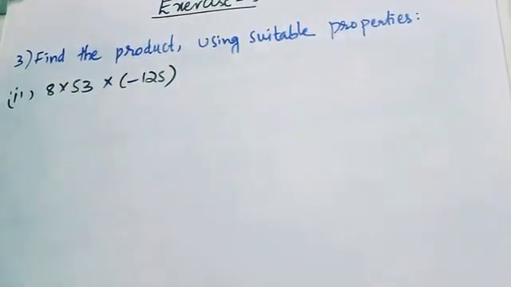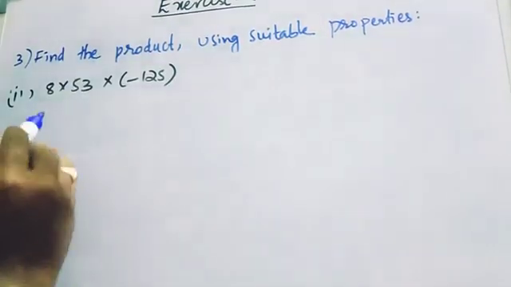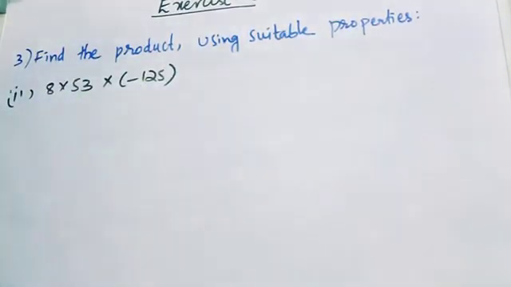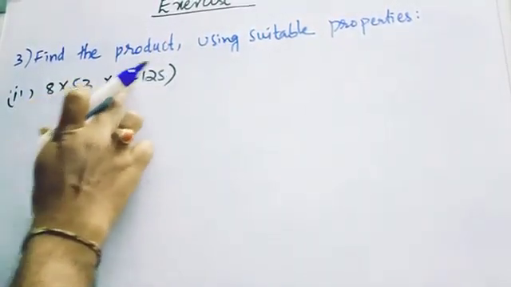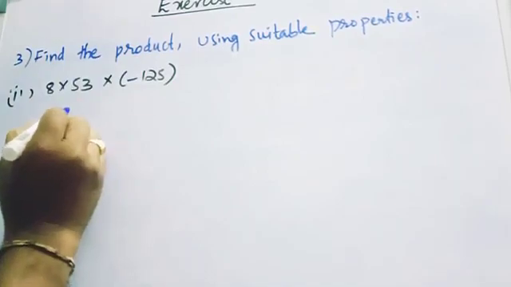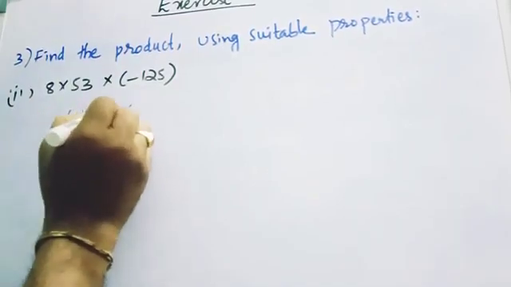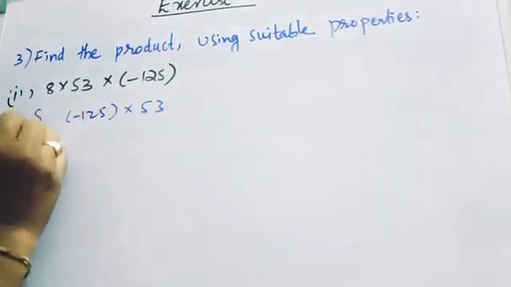Next question, 8 into 53 into minus 125. Now observe here, if I am multiplying 8 into 125, you will get 1000. So we need to change the places of these two integers. So you should write here minus 125 into 53. On the left side we have 8.